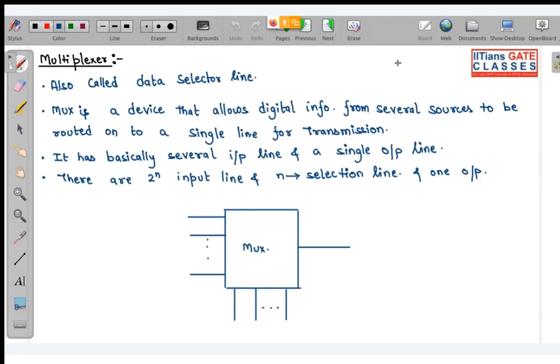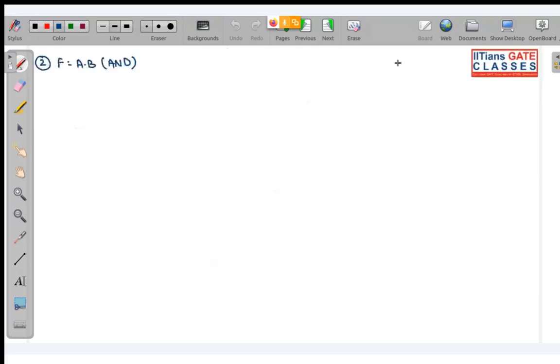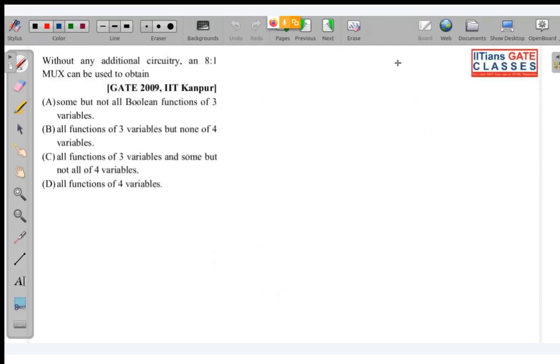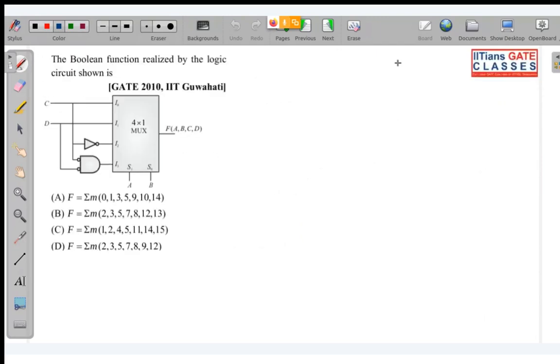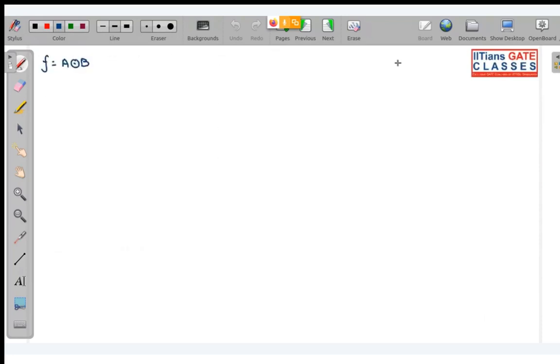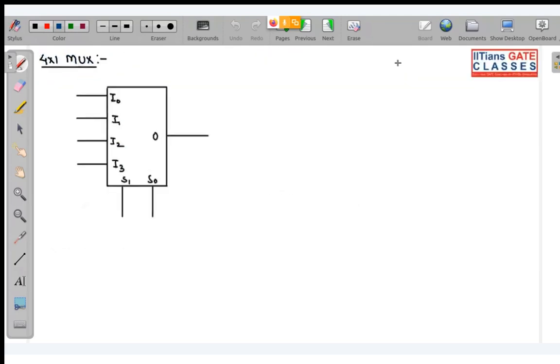Okay, so today we are going to see the multiplexer. We are going to cover the concept of multiplexer, and we are going to see a few questions on multiplexer also, because maximum questions have been asked from the multiplexer topic only. So let us see what is a multiplexer.